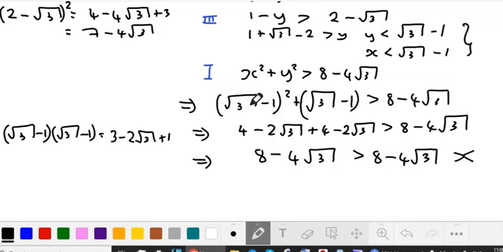And that is a contradiction, and so I have now proved by contradiction that at least one of those lengths must be less than or equal to root 6 minus root 2.